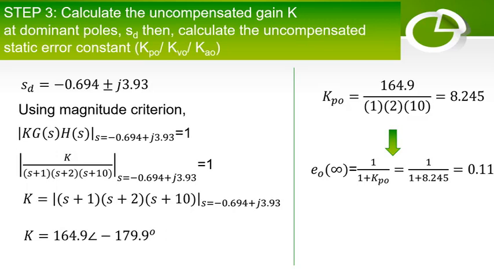Using the K value obtained, you can calculate your static error constant, in this case Kp. I denote this as Kpo because it is for the uncompensated static error constant. You will get 8.245. Then use this value of Kp to calculate the uncompensated steady state error value. You will get your uncompensated steady state error, or e0, equal to 0.11.